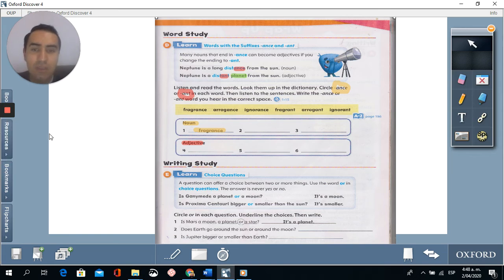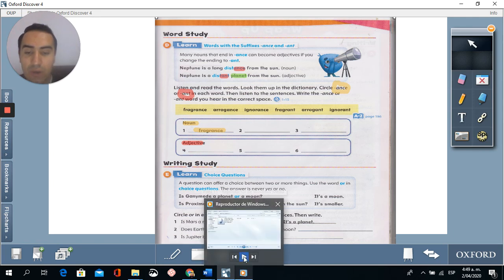Don't forget to listen to these words again and pronounce them. The first time, it's okay if you only listen, but it's good that the second time you listen and repeat them and you pay attention to your pronunciation, right? Fragrance, arrogance, ignorance, fragrant, arrogant, ignorant. So don't forget to mark your pronunciation the second time you listen. Now we're going to hear the sentences, so you can write the ance or ant word in the correct space, if it's number 1, number 2, number 3. Okay, so let's pay attention to the recording.